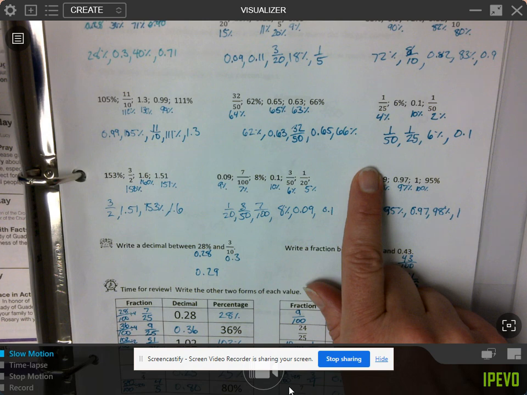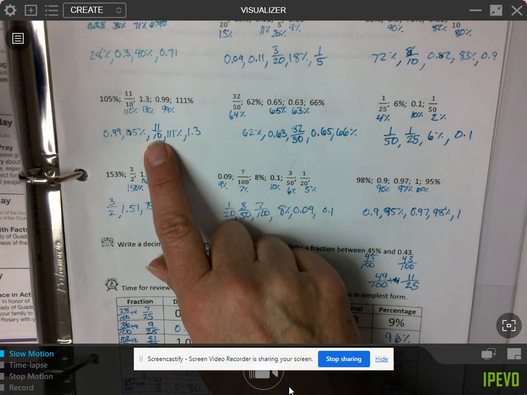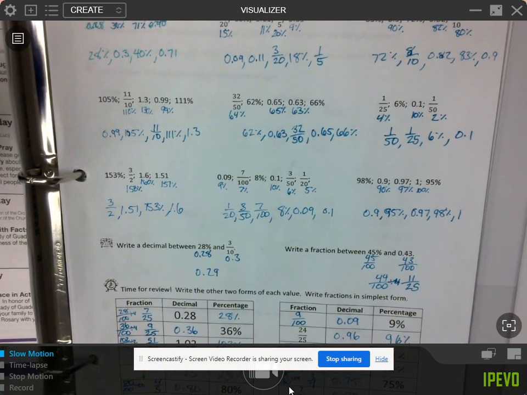Madison: I got 11/10, 0.99, 105%, and then I got 111%, and I got 1.3. So the only one that you got out of order was that 11/10. Okay, yeah. So I did this before I knew how to convert fractions, because I had to do that, because that was the one that you had missed.